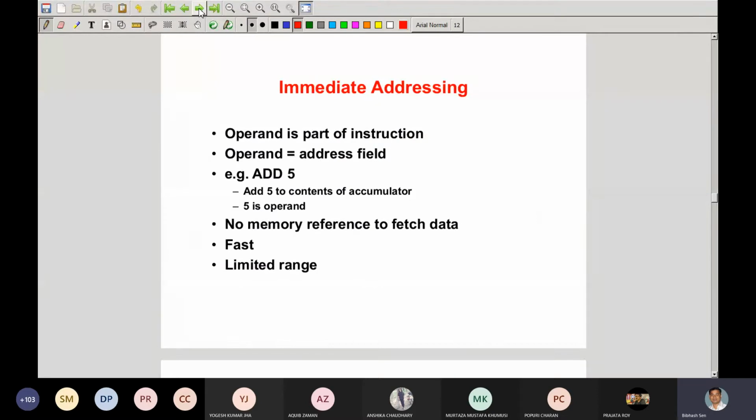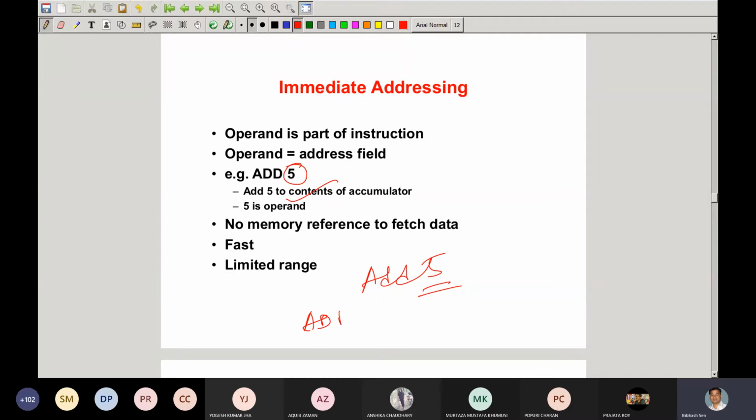Suppose in the immediate addressing mode, the operand is part of the instruction, and operand equals the address field. So here the operand is a part of the instruction. That means the value will be directly added. Suppose I am writing add 5. See, the operand is directly associated here, so the operand will be present in the address field. So add 5 to the content of the accumulator.